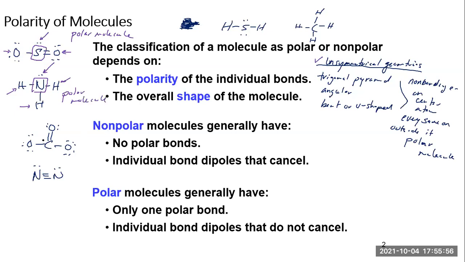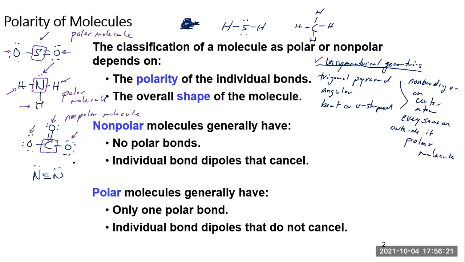I look at the central atom of this one. I do not see dots, and I see that everybody on the outside is the same element. That means that this is going to be a symmetrical geometry, and based on geometry here, this would be a non-polar molecule. Any question on those three there?